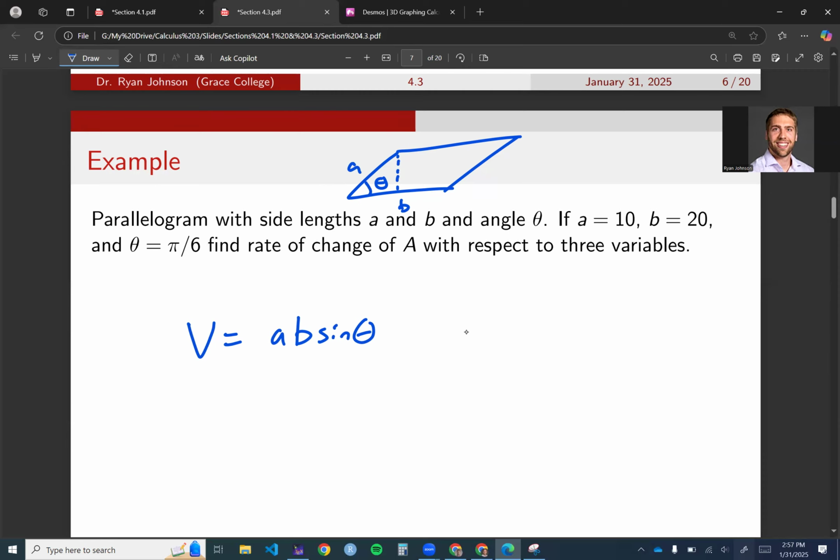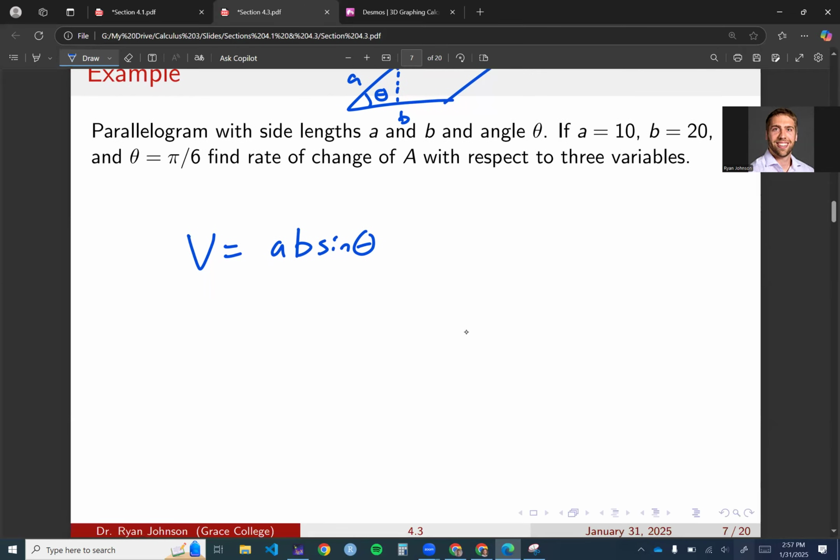So if I have a formula, say like the area given side lengths of a parallelogram and the angle, then I can talk about the differential, like how the area changes when those things change. So I want you guys to find, if this is my formula, V equals A B sine theta, VA, VB, and V theta.